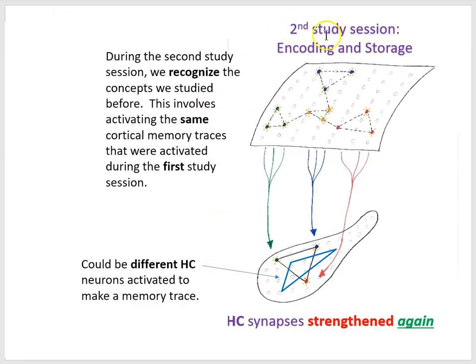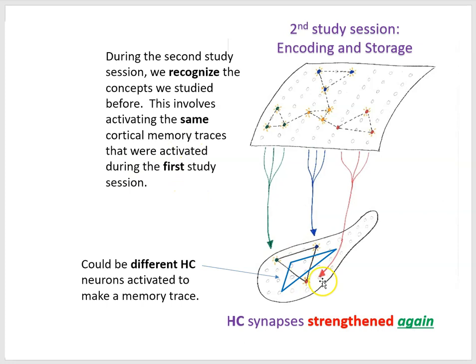Now along comes our second study session. So we're going to be encoding the information, and notice up in the cortex then, if we're studying the same information, it'll be a lot of the same memory traces being reactivated. So during the second study session, we recognize the concepts we studied before. We talked about recognition. That requires that we have encountered the information before. You don't recognize something you're seeing for the first time. Now this involves activating the same cortical memory traces that were activated during the first study session.